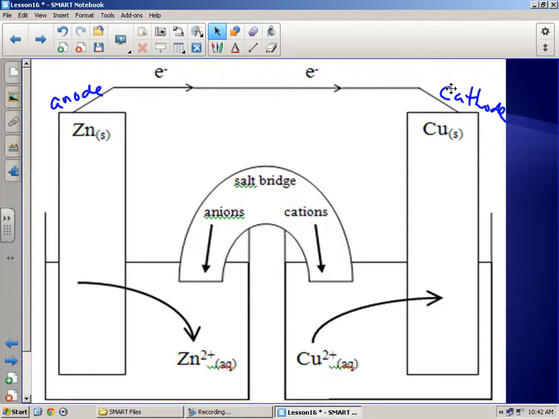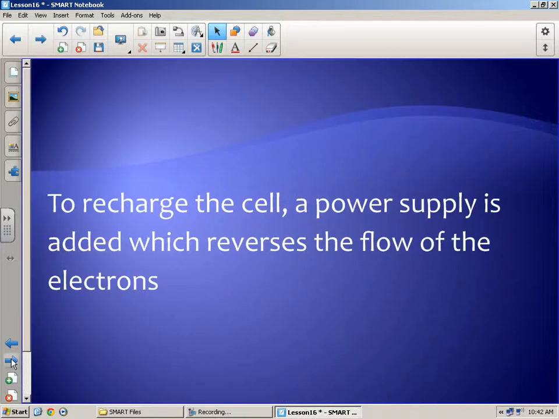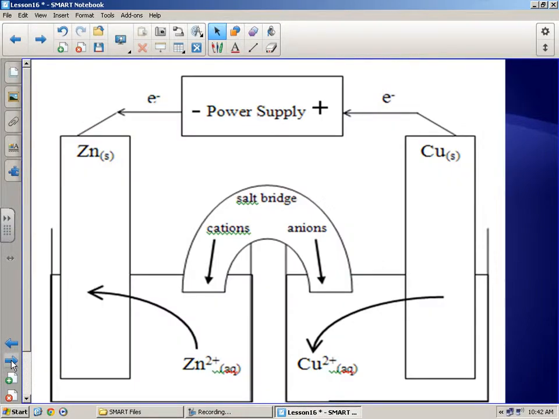So we might want to reverse the flow of electrons. In order to do that, we need to hook up a power supply, okay? To recharge the cell, a power supply is added which reverses the flow of electrons. It would look something like this here. And you'll notice I still have the copper and the zinc in the same spots here.